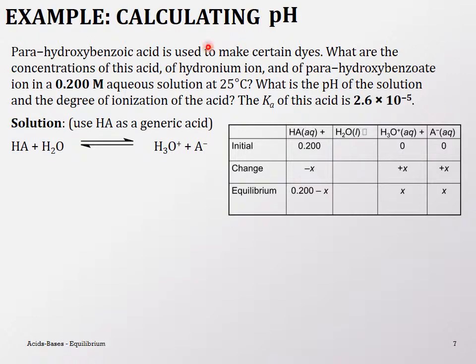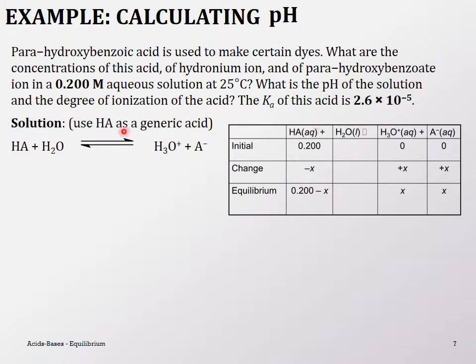Now here are a few things that you need to note. The initial concentration is 0.2. The temperature is 25, which for us is going to be completely irrelevant because we're not calculating the pHs at different temperatures. So even if it is given to you, just go ahead and ignore it. And then we are asked to calculate the pH and the degree of ionization. And the Ka is given to us.